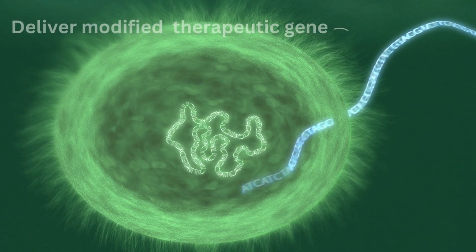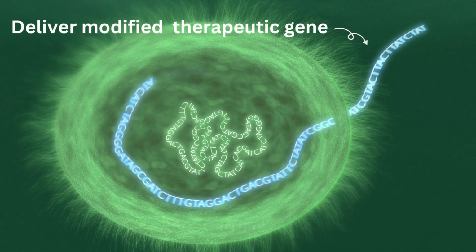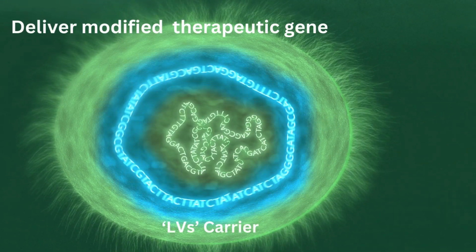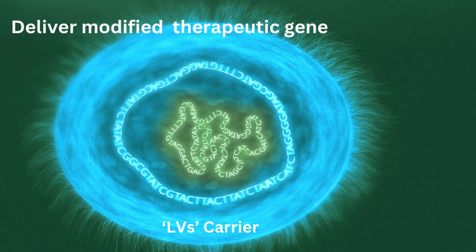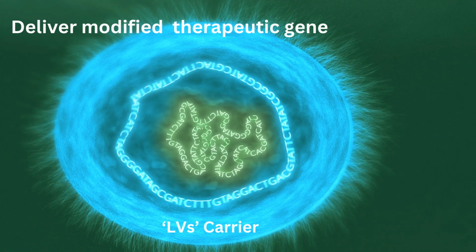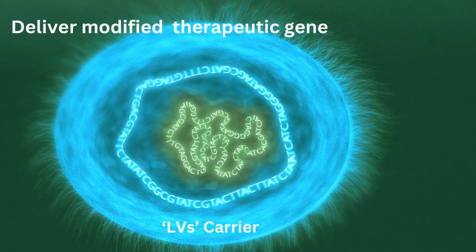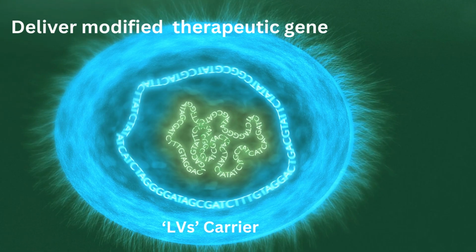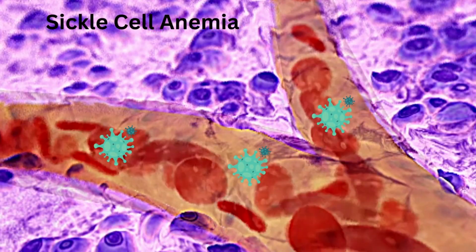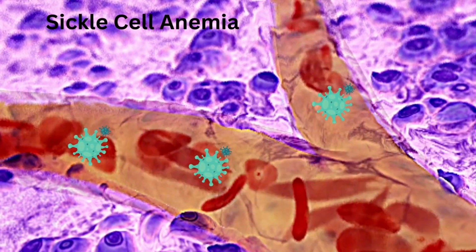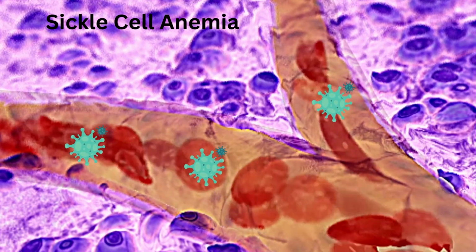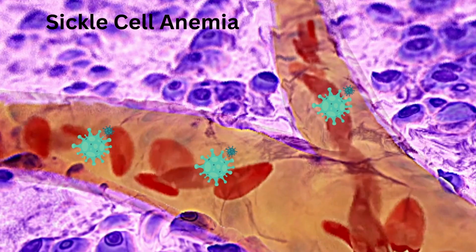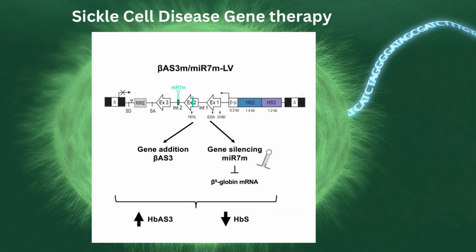In order to deliver the therapeutic gene modifications, lentiviral vectors, also known as LVs, are used as carriers due to their ability to transfer and integrate a transgene of interest into target cells. The transgene of interest is incorporated into the lentiviral vector DNA, which then transduces the target cell genome and initiates its effect. In the case of sickle cell disease gene therapy, it is the downregulation of the BCL11A or BS globin genes.